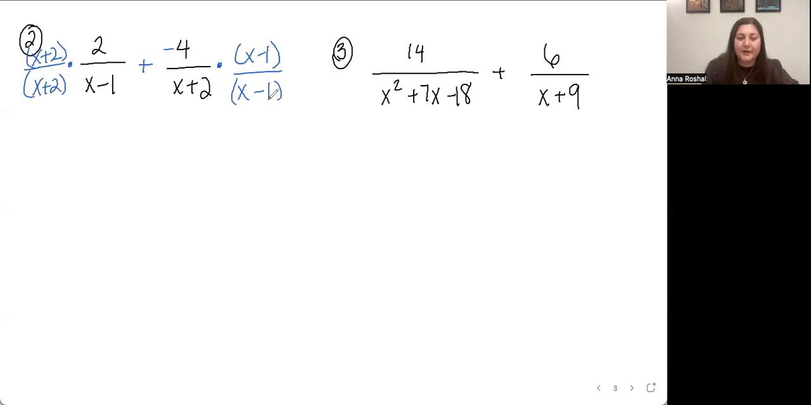Looking at my denominators in both cases, I have an x minus 1 and I have an x plus 2 in both cases. The plan is not to rewrite them over and over and over again. Even if your teacher says that that's a good idea, it is not. It takes too much time, extra work, and it's not necessary.